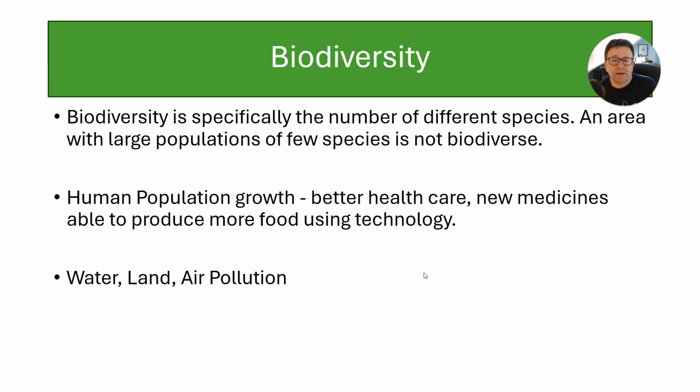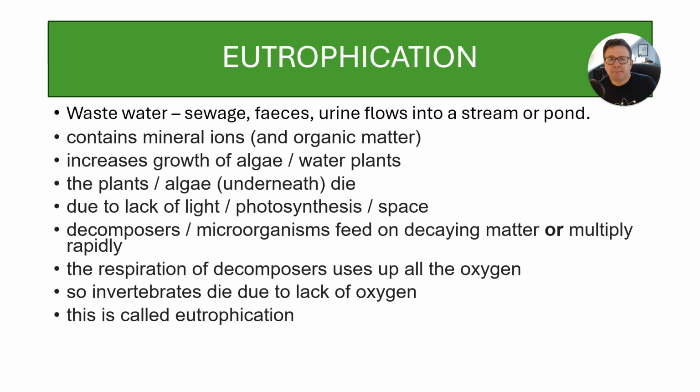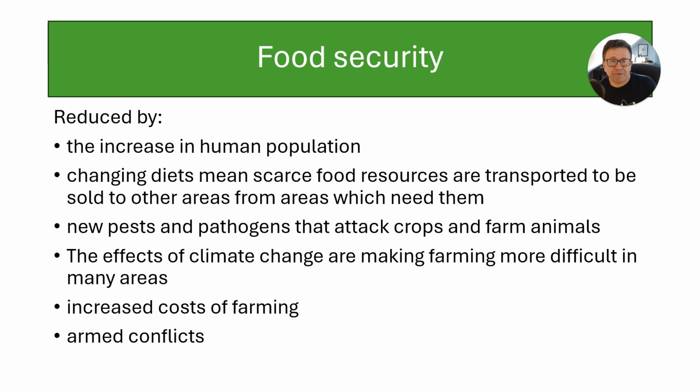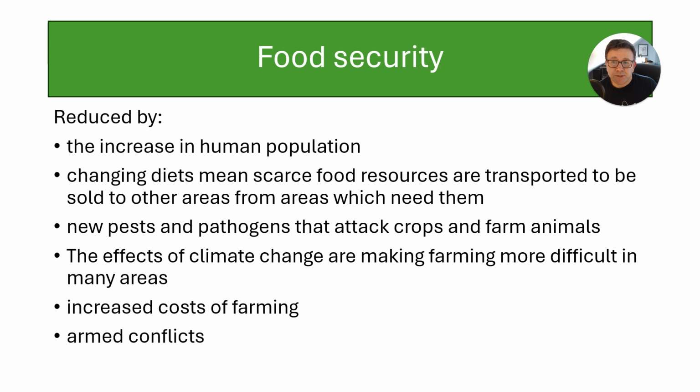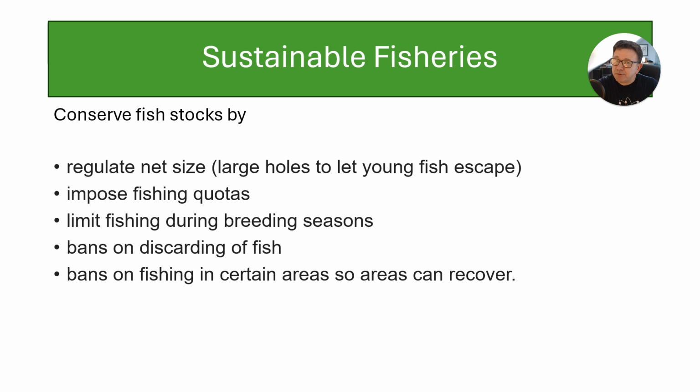Biodiversity. So you do know that human populations have grown, so that's going to cause issues for different habitats and biodiversity. Eutrophication has not come up for a while, so maybe learn the different steps of eutrophication. Food security, that hasn't come up for a while, and particularly relates to climate change. I haven't mentioned climate change here, but they could ask you about climate change. And sustainable fisheries. Yeah, that hasn't come up for a while.